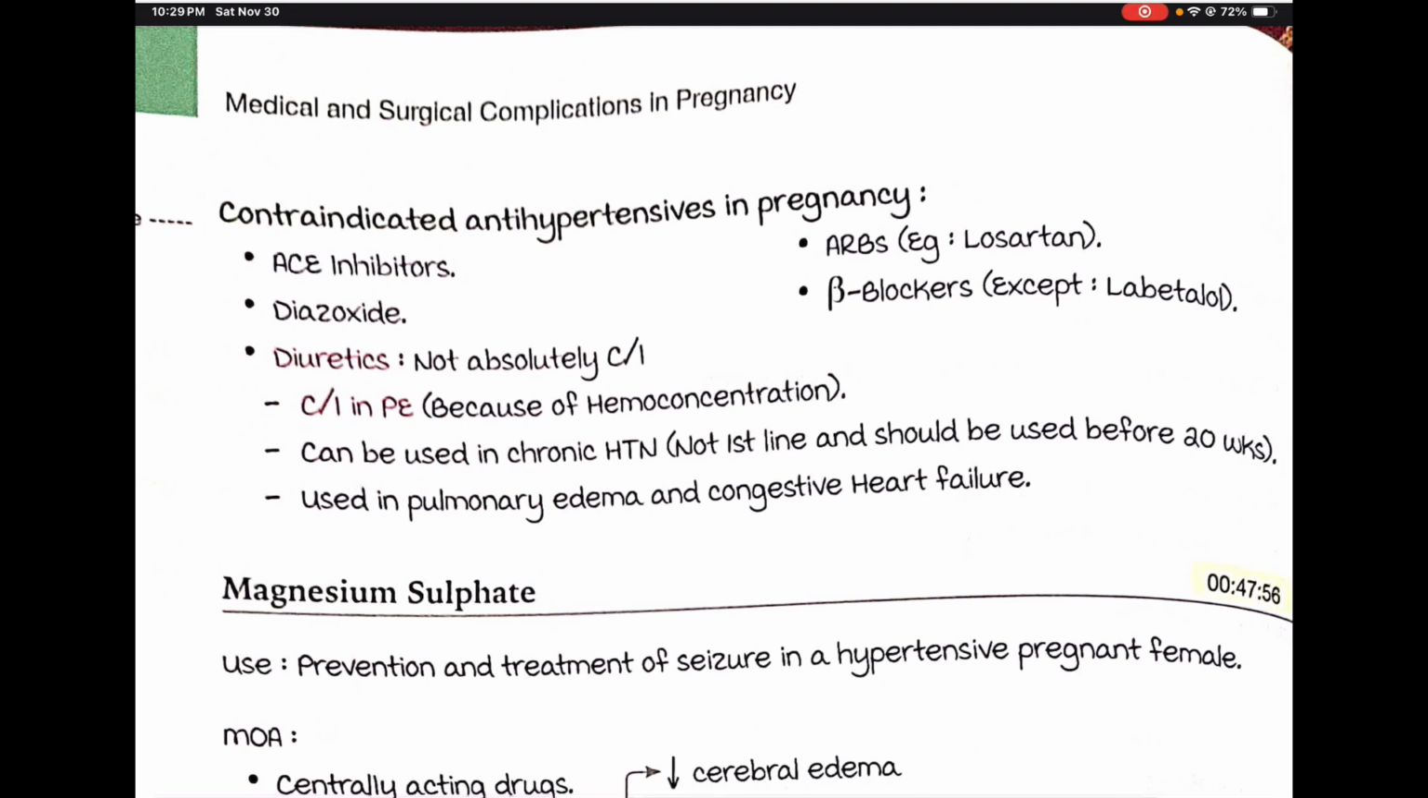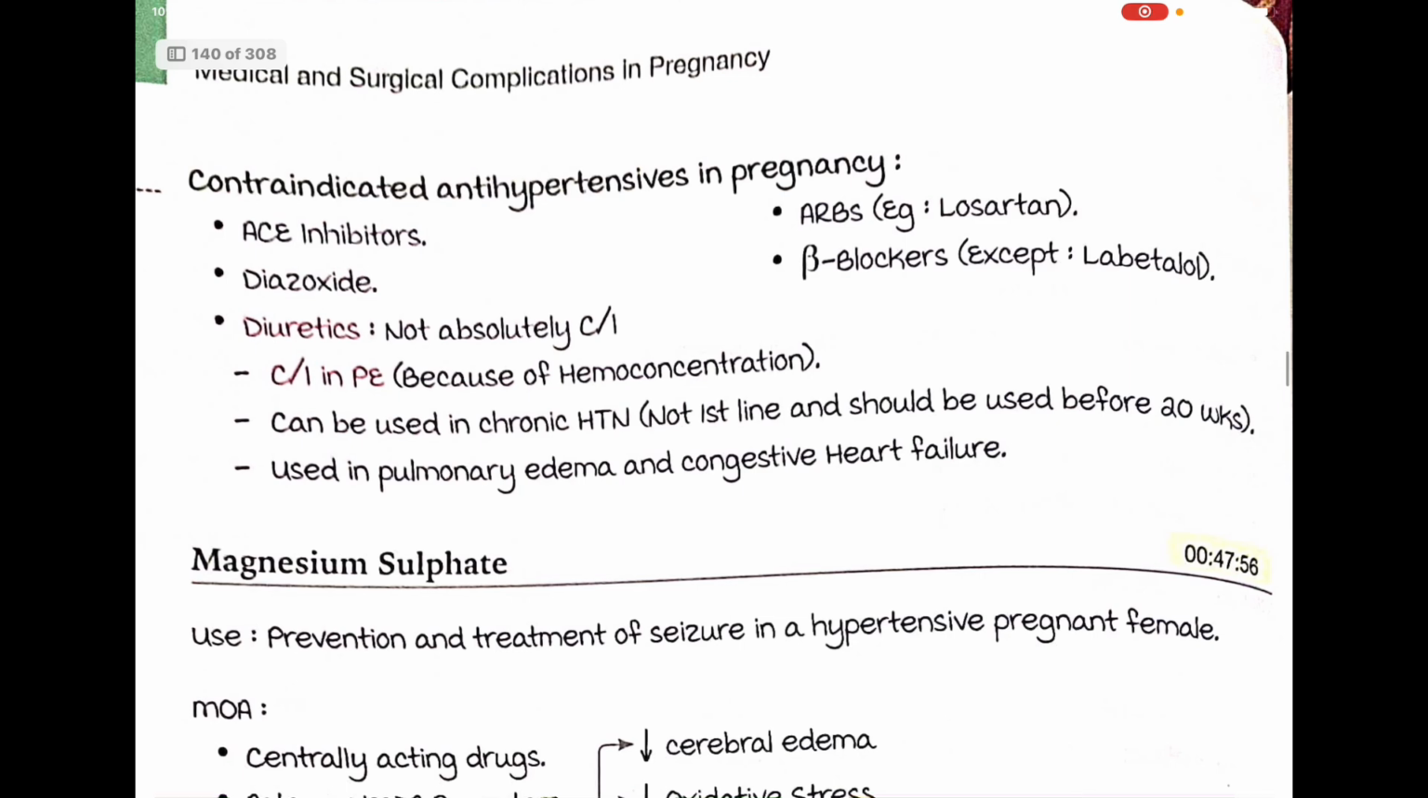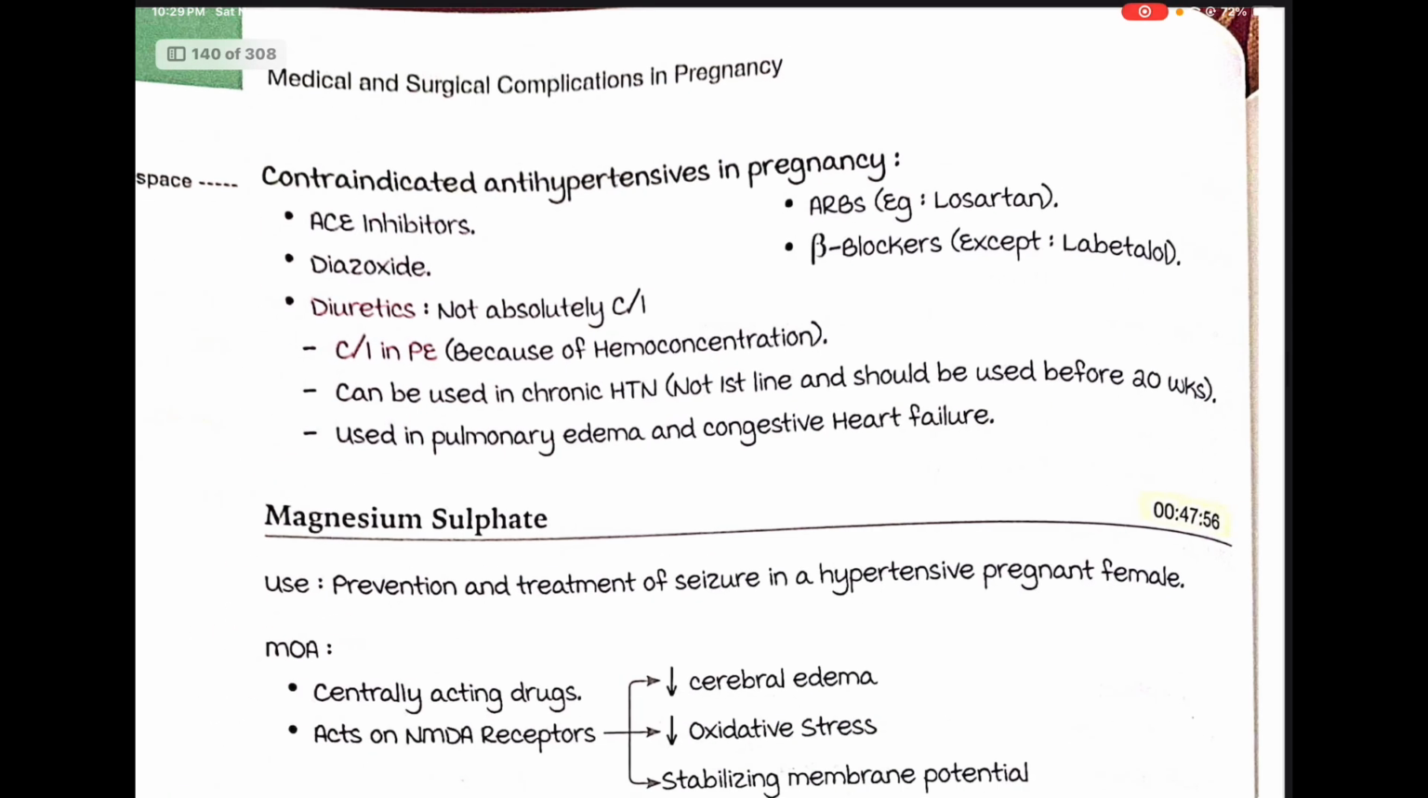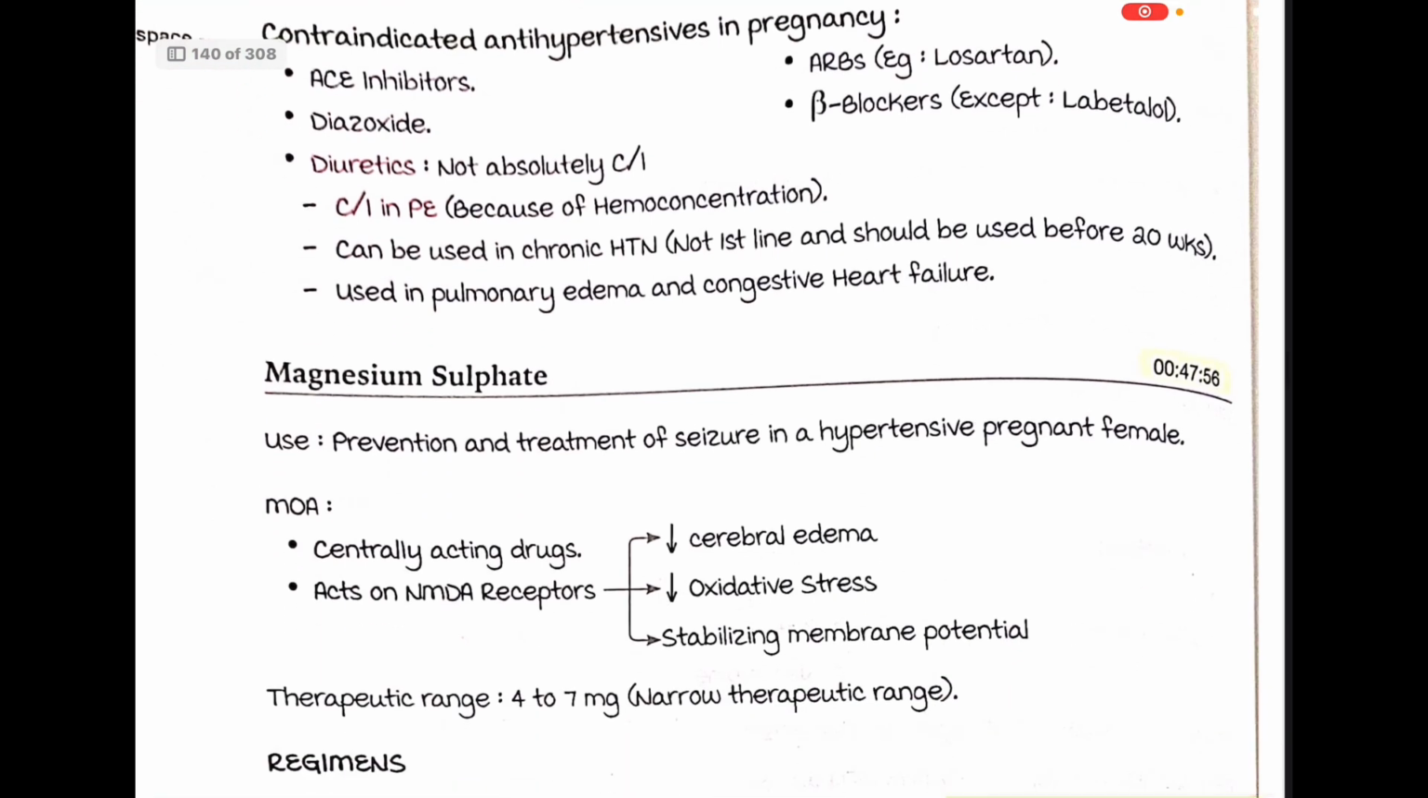Diuretics are not absolutely contraindicated. In preeclampsia they are avoided because of hemoconcentration. They can be used in chronic hypertension, not first line, and should be used before 20 weeks. Used in pulmonary edema and congestive heart failure.